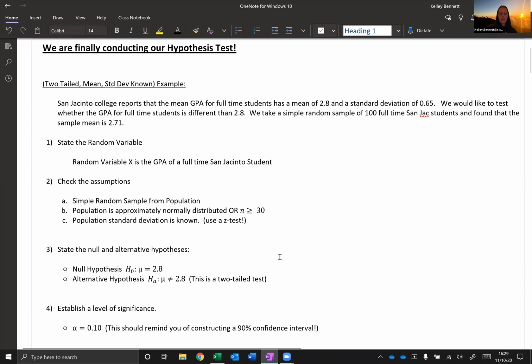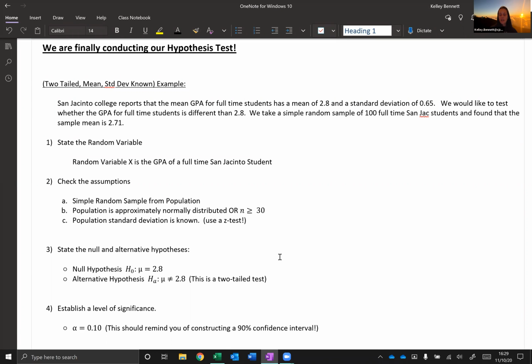So the next thing we want to do is establish a level of significance. In 9.2, when we talked about the type 1 error, we said that the probability of a type 1 error was equal to this Greek symbol alpha. And alpha is also called the level of significance. We, as the statisticians, get to decide what level of alpha is appropriate.